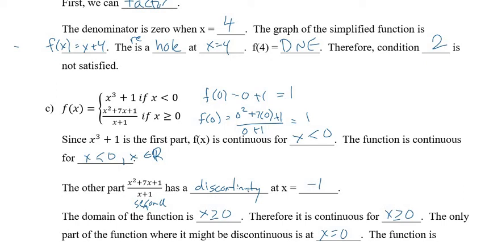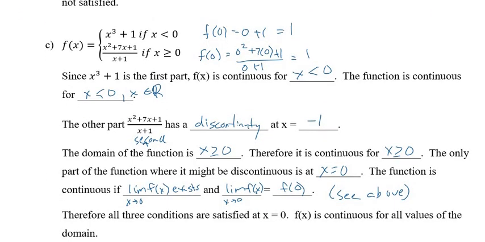The other part, (x squared plus 7x plus 1) over (x plus 1), has a discontinuity at x equals negative 1. So it could potentially make it discontinuous. But the domain of that part is x greater than or equal to 0. Therefore, it's continuous for x greater than or equal to 0. The only place where the function might be discontinuous is at x equals 0.